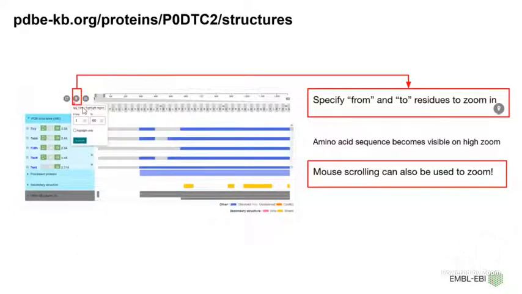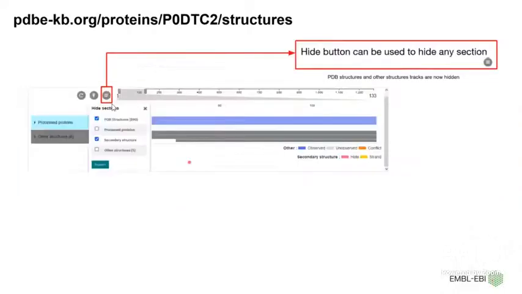You have a section for navigating the range where you can highlight a specific region of your interest. If you zoom in to a high level, you can even see the amino acids. You can use your mouse scroll as well in order to zoom. You have a special button for hiding the various sections. For example, here I have hidden PDB structures and secondary structures.